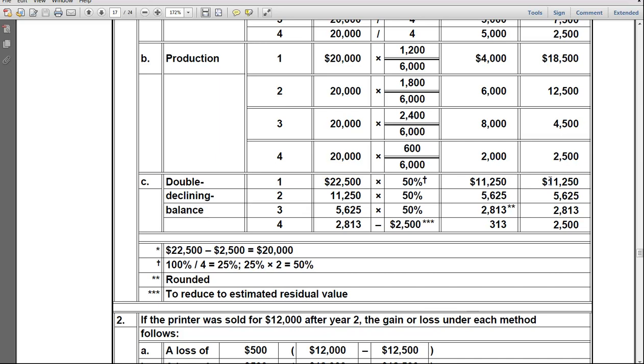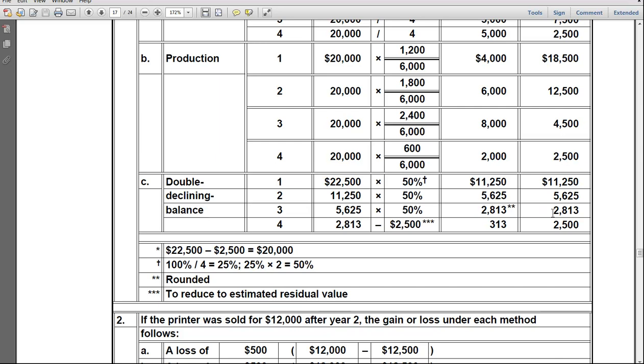So then our new carrying value is $11,250, so we carry that down for year 2 and take that times 50% to get our depreciation. Then our previous carrying value minus our depreciation gives us our new carrying value. So then for year 3, our new carrying value, $5,625, times 50% gives us $2,813, and we rounded a little bit there. So previous carrying value minus the depreciation gives us our new carrying value.